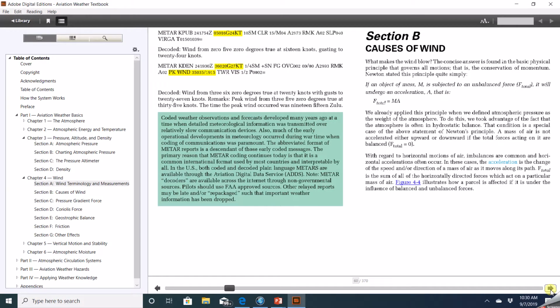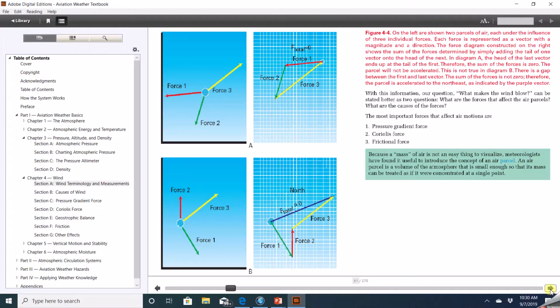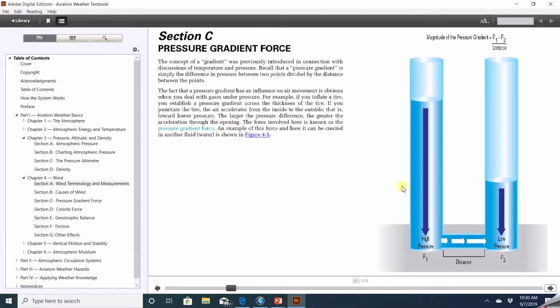So let's go on to causes of wind. Well, what causes wind? Force is basically mass times acceleration. Newton's laws here, and there are unbalanced forces at work. A parcel is going to accelerate. Well, that's what happens to cause wind. There's unbalanced force. The atmosphere hates the fact that the forces are not equal. It wants all the pressures to be the same everywhere.